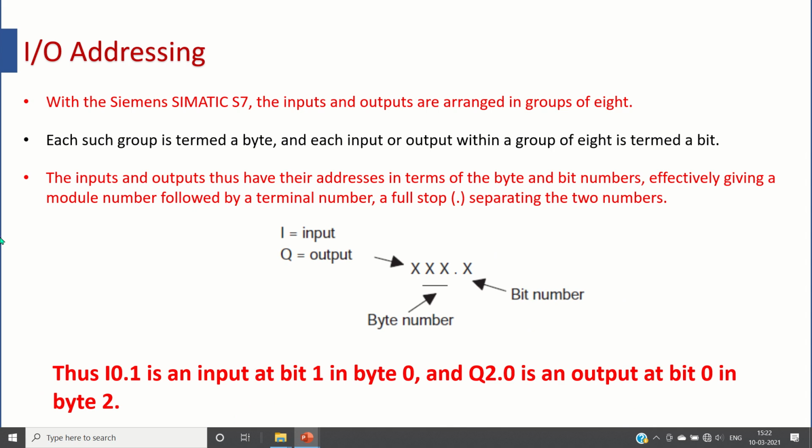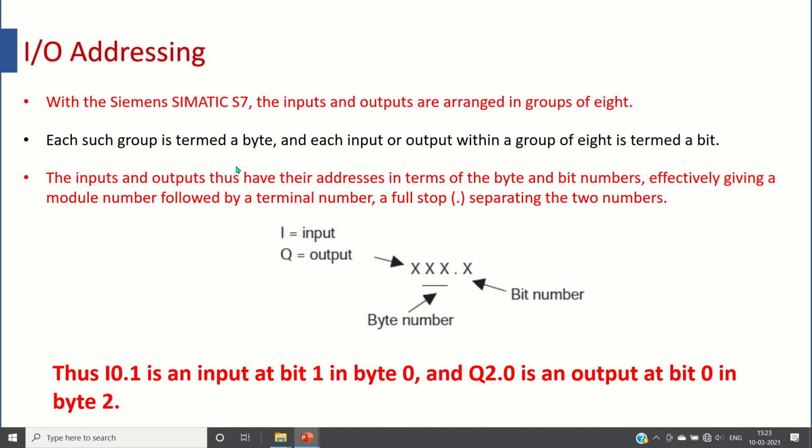Next, let us take the case of Siemens Simatic S7. Here the inputs and outputs are arranged in groups of 8. Each such group is termed a byte, and each input or output within a group is termed a bit. Why byte? Because there is a group of 8 terminals. So in Siemens we are using the terminology bit for a terminal.